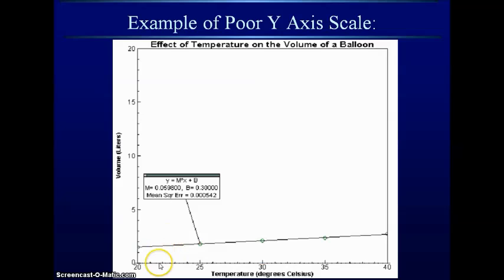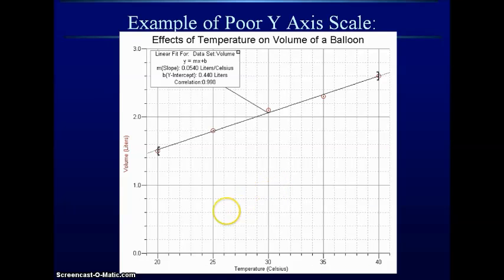Here's another one where, again, the biggest this balloon got was less than 3 liters, but yet for some reason we have the scale going all the way up to 20 liters. So when we plot our points here, again, we have a lot of empty space. Our line is pretty much flat. You do not want your graphs to look like this.